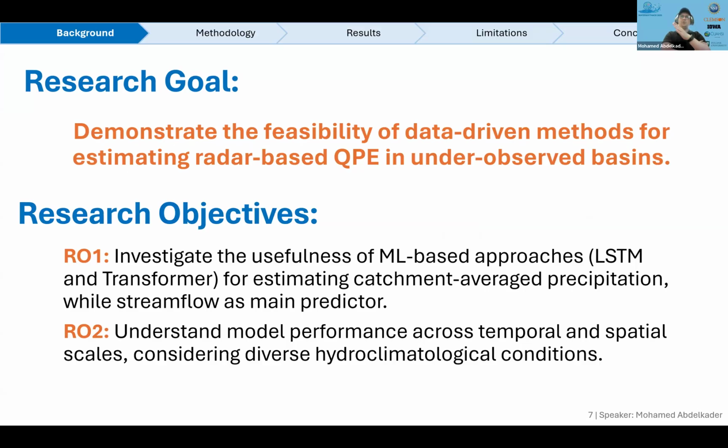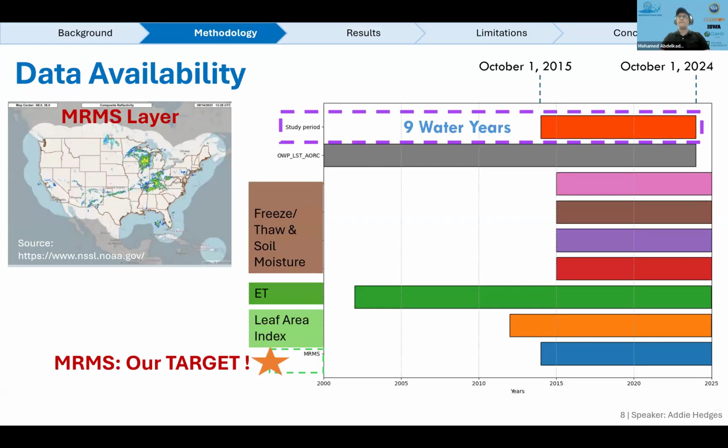But before we get to that point, we broke down those goals into two objectives. The first one is to investigate the usefulness of machine learning-based approaches to estimate catchment-based average precipitation while using streamflow as a main predictor. And our second objective is to understand the model performance across temporal and spatial scales, considering that we have diverse hydroclimatological conditions across the nation.